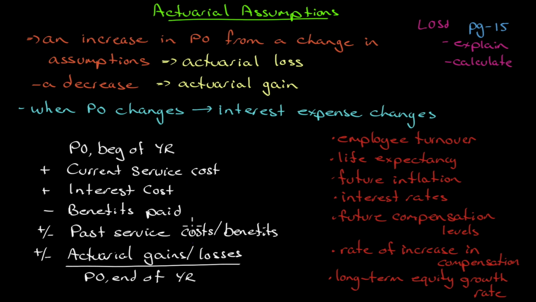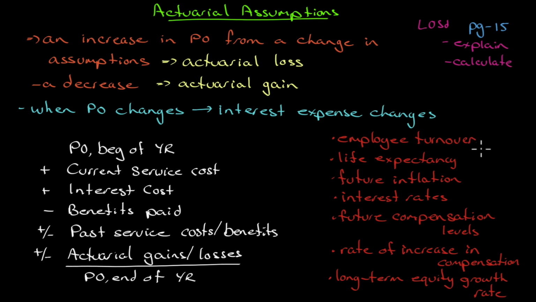So this is a nice summary of how the pension obligation account is amended each year. We'll start with our beginning balance of our pension obligation. To that, we will add our current service cost and our current interest cost. We will then deduct all the benefits we paid, because if we have the obligation to pay them and we pay them, then they're done. We paid that much for that period of time. We deduct it. And then there'll either be an addition or subtraction of past service costs or benefits, if there were any, and an addition or subtraction of any actuarial gains or losses to come up with our pension obligation at the end of the year.